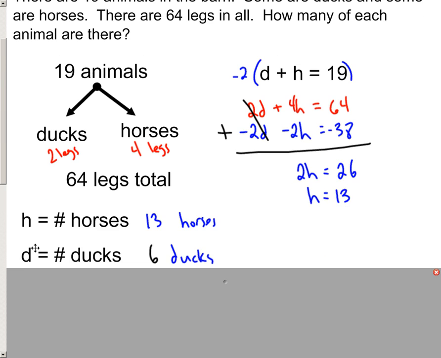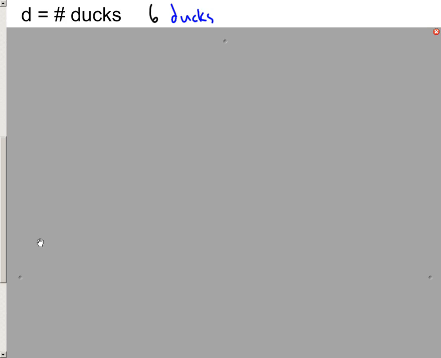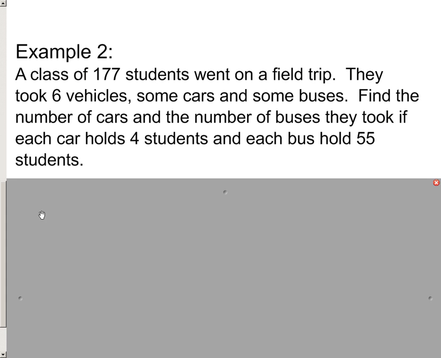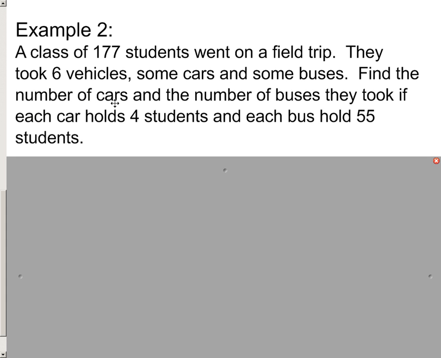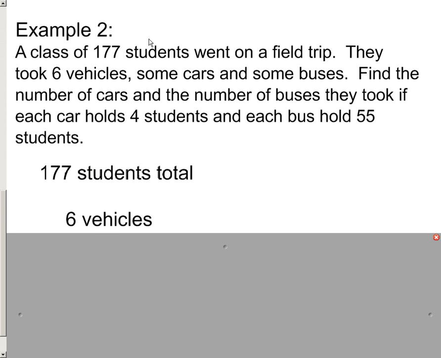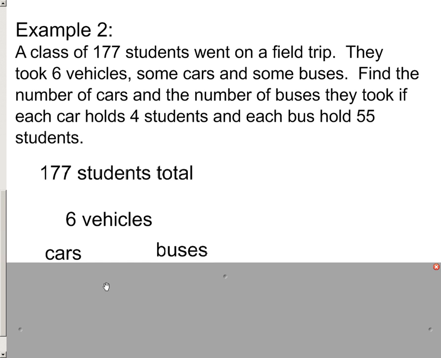Let's take a look at another example that's a little bit different, but similar. Basically, it deals with a field trip. We've got 177 students going on a field trip. They take 6 vehicles with them, so let's write that down. We've got 177 students total. They took 6 vehicles. Some are cars, some are buses. So here's the cars and buses.